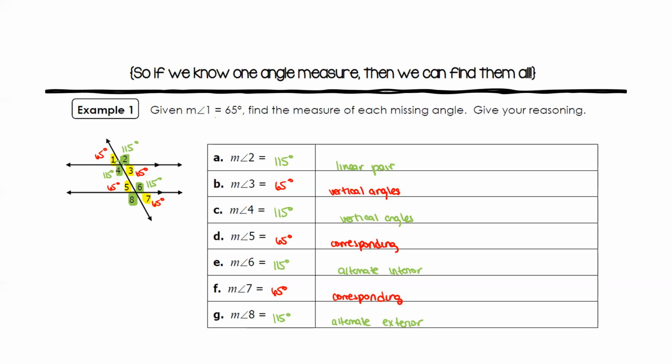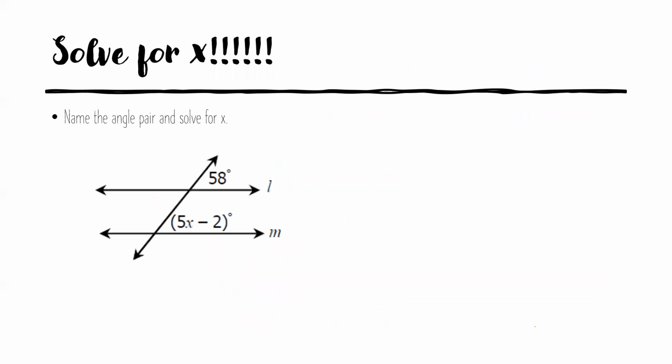So as you can see here, just by simply knowing one measurement of one of my angles, they only told me the measurement of angle 1 was 65, I was actually able to find the measurements of all the other angles. And that is only because my two lines are parallel to each other. Okay, so now we can go ahead and go on to examples where they're asking me to solve for x.